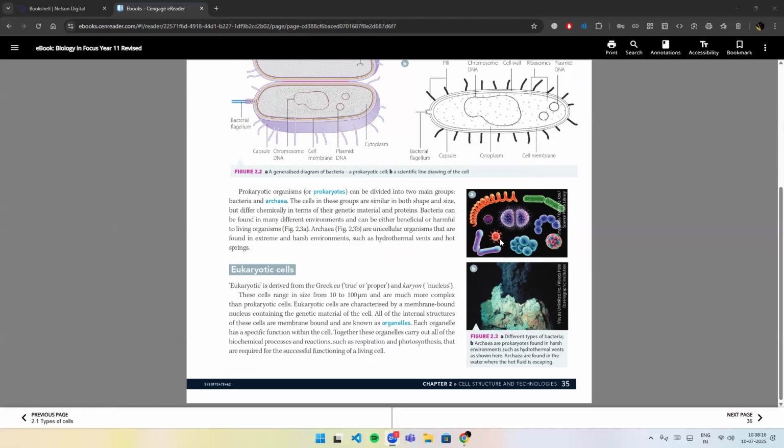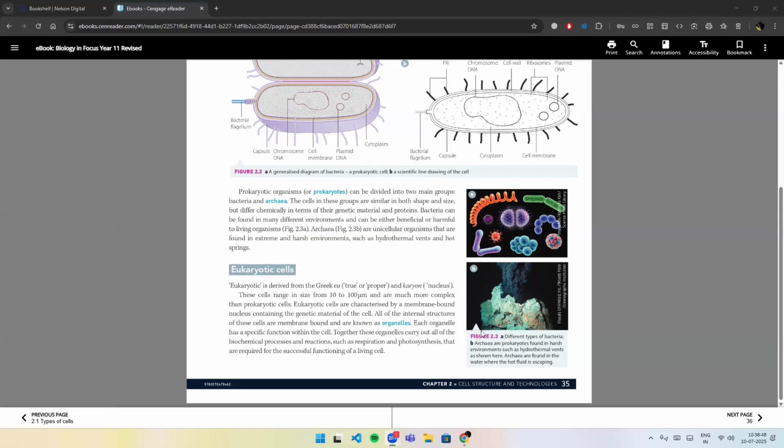The cells in these groups are similar in both shape and size, but differ chemically in terms of their genetic material and proteins. Bacteria can be found in many different environments and can be either beneficial or harmful to living organisms. Archaea are unicellular organisms that are found in extreme and harsh environments such as hydrothermal vents and hot springs. Eukaryotic cells. Eukaryotic is derived from the Greek eu meaning true or proper and karyon meaning nucleus.